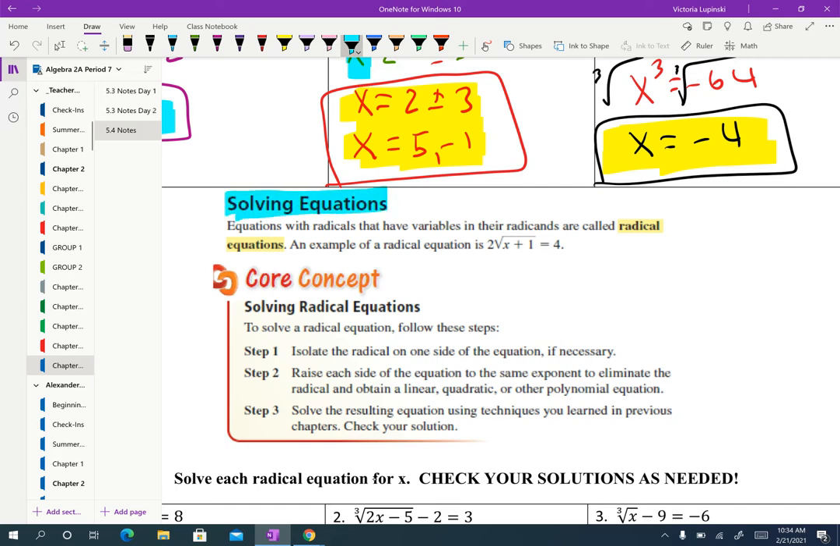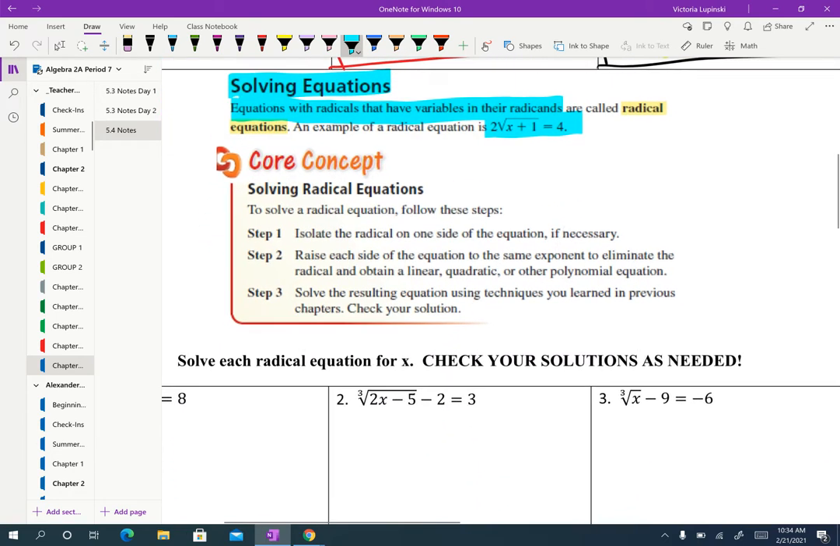You'll know that you have a radical equation where you have variables in the radicand, which again means underneath the radical symbol. Here's an example: 2 times the square root of x plus 1 is equal to 4. You probably have solved these types of equations at some point in your mathematical career, but perhaps not lately. So we're going to review that here in 5.4.